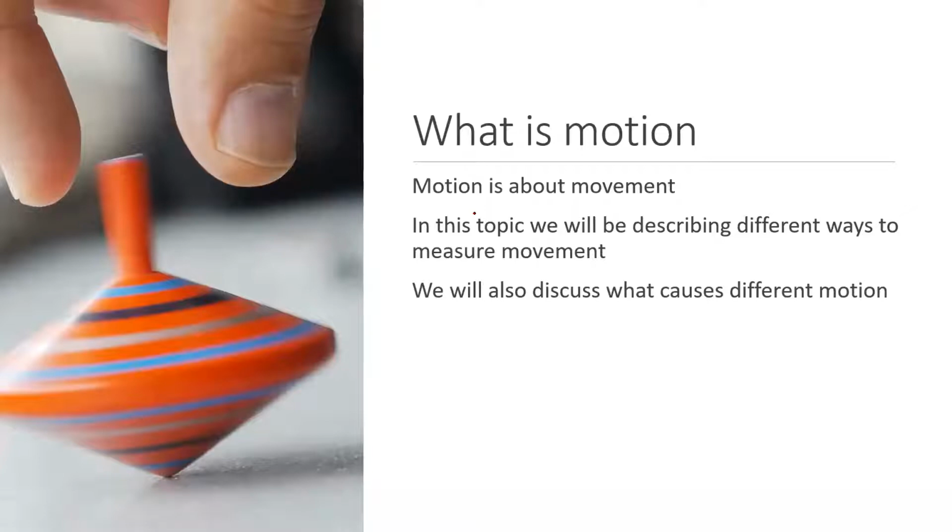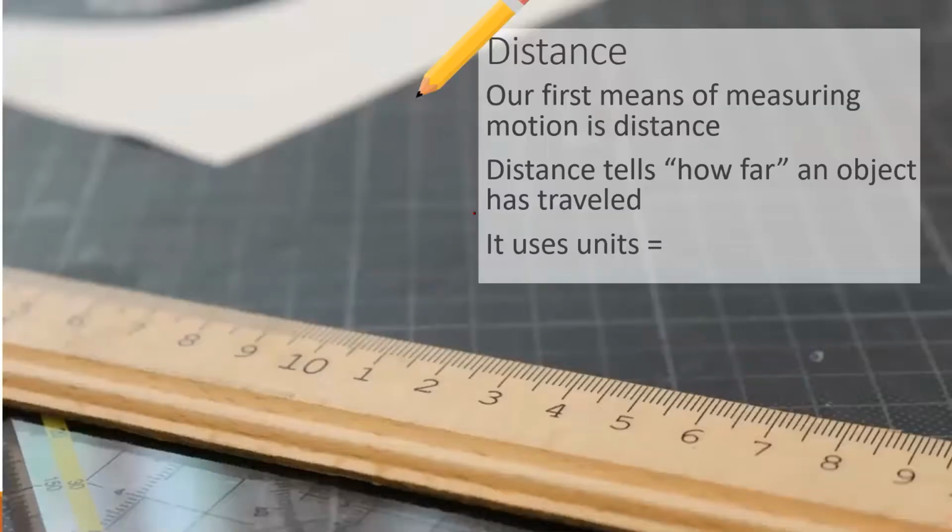When we talk about motion, movement, there are so many different types of motion. There's spinning motion, there's falling motion, there is pushing motion, pulling motion. There's motion of one thing and there's motion of lots of things. We're going to be dealing with how to deal with motion of all these different types. We're going to describe how we measure motion differently, and we're also going to discuss what causes different motion.